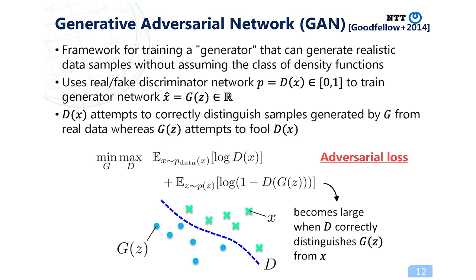So the objective function will look like this. This is basically the cross entropy criterion for the discriminator. If X is generated from the true data distribution, the output must be close to probability one. And for the samples generated from the generator, the probability should be close to zero. So this criterion becomes large when D correctly distinguishes G(Z) from the real sample X. And of course, the generator wants to fool D(X), so it wants to minimize this criterion. So that is why it is called the adversarial loss here.